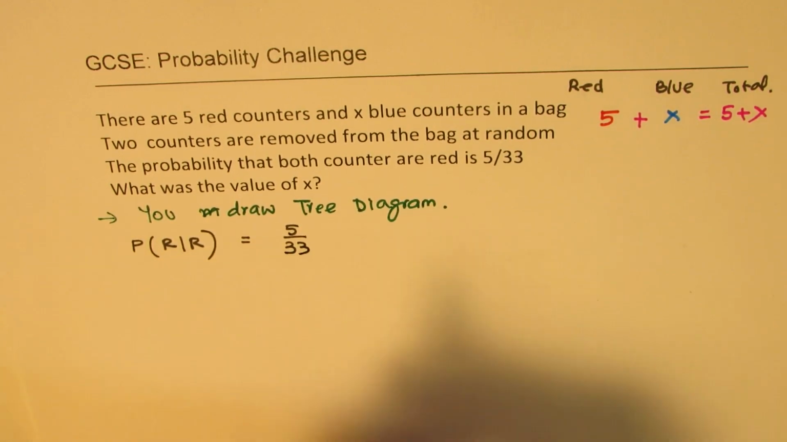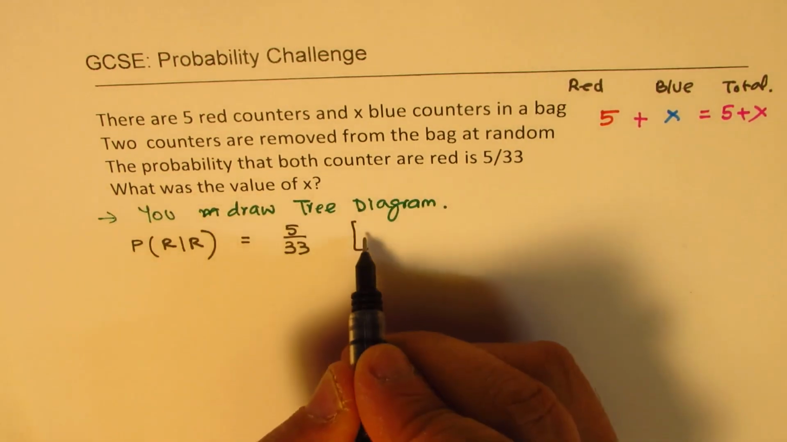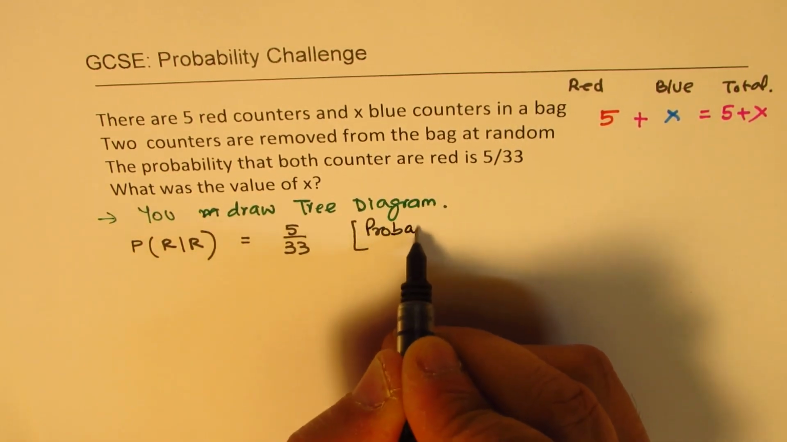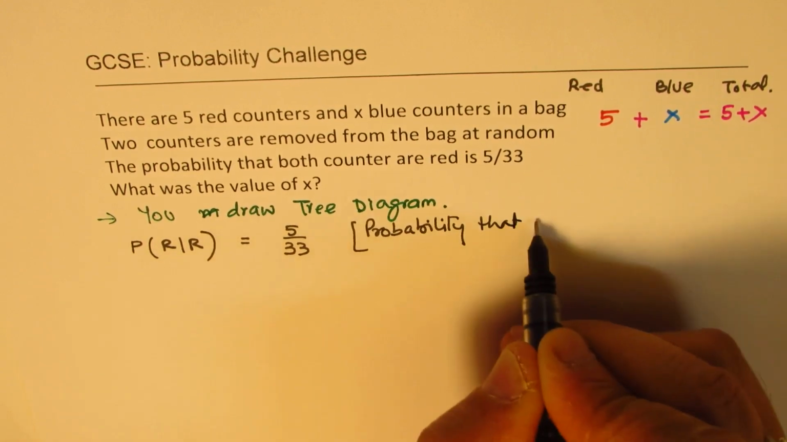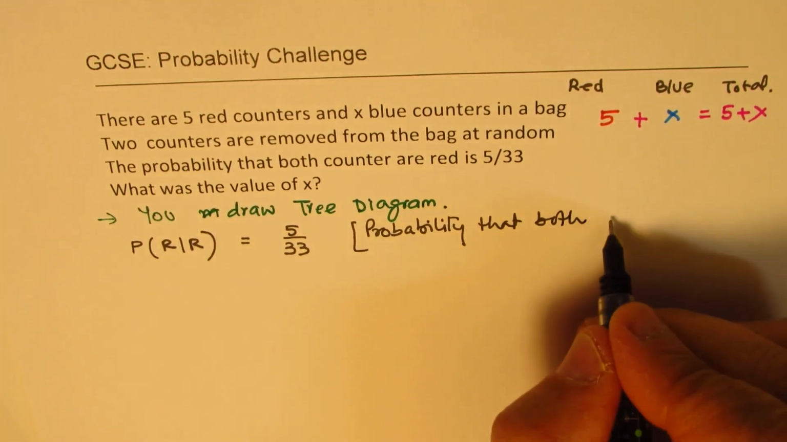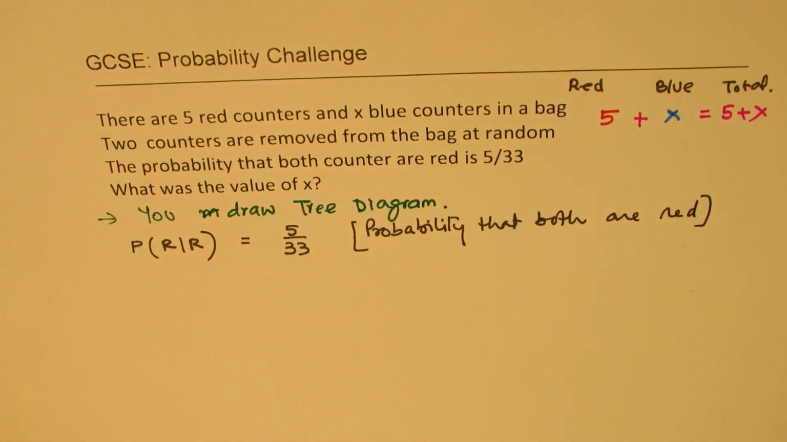Does it make sense to you? So that means this statement, the probability that both are red. Is it okay? Red after red. So now you understand, correlate with what we did earlier about the tree diagrams.